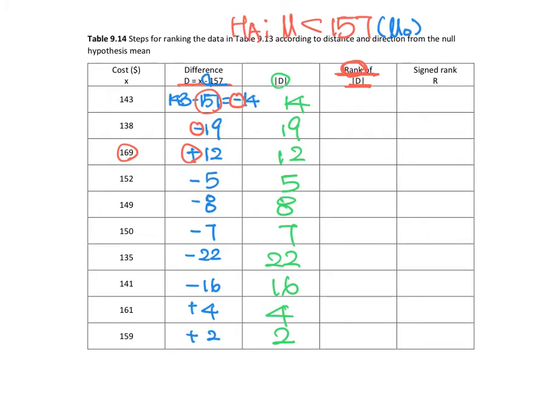But in this case, you have to be careful. The smallest absolute distance is rank number 1. Most of the time, rank number 1 is the best, but now we assign rank number 1 to the smallest, the least one. So 2 is the smallest, rank number 1, and the next ones are 4, 5, 7.